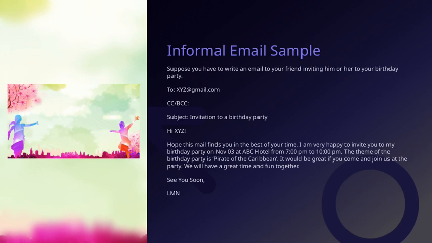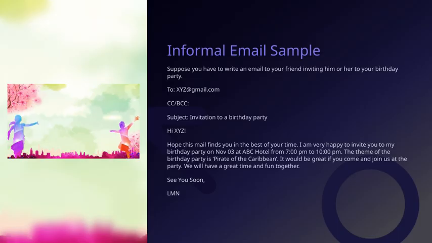When opening the email, you start with a friendly greeting: "Hi, XYZ." This sets a warm, conversational tone. Then you express hope that the email finds your friend well, which is a common courtesy in informal communication. Next, you get straight to the point, inviting your friend to your birthday party on November 3rd.